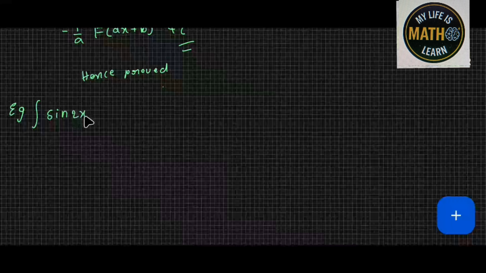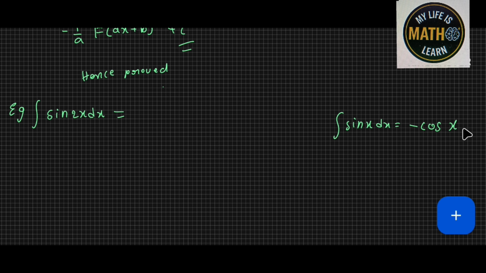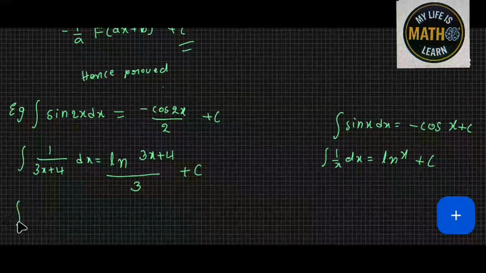Integral of sin 2x dx: the integral of sin x dx is equal to minus cos x plus c. So it is minus cos 2x by 2 plus c. Here the x coefficient 2 will be written in the denominator. Integral of 1 by 3x plus 4 dx: the integral of 1 by x dx is equal to ln x plus c. So it is ln of 3x plus 4, divided by 3, plus c.